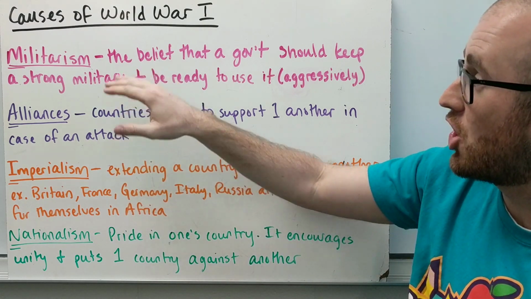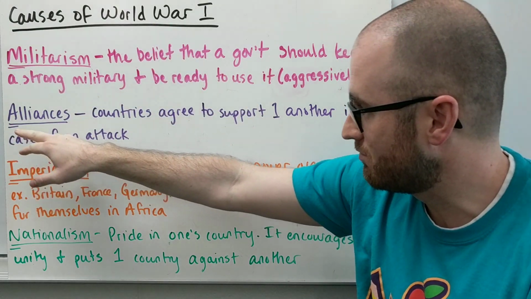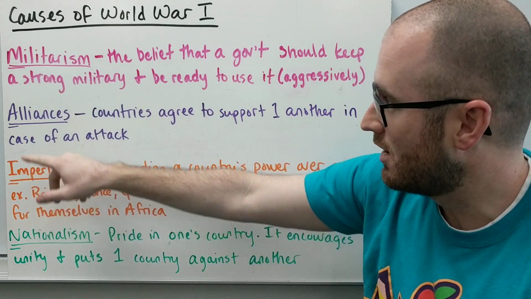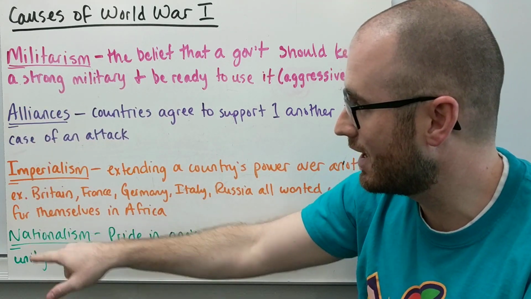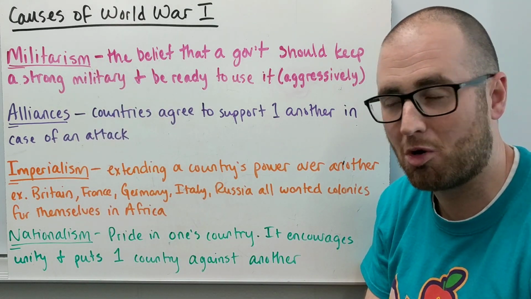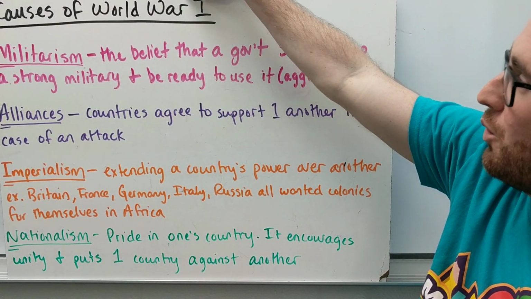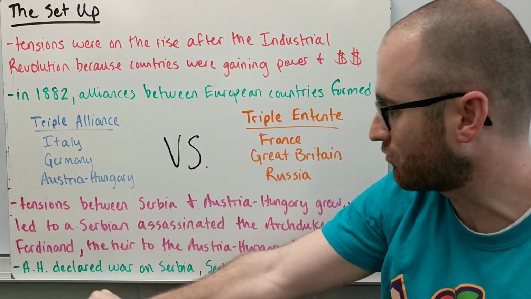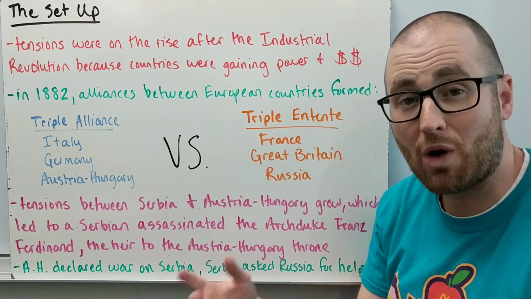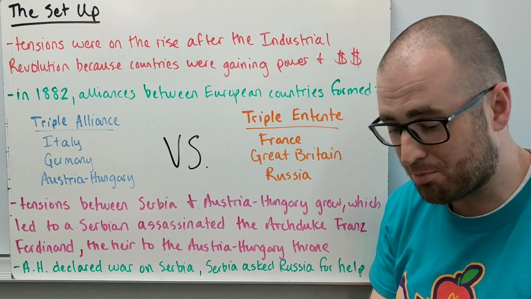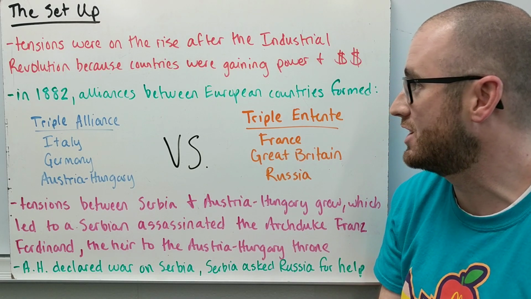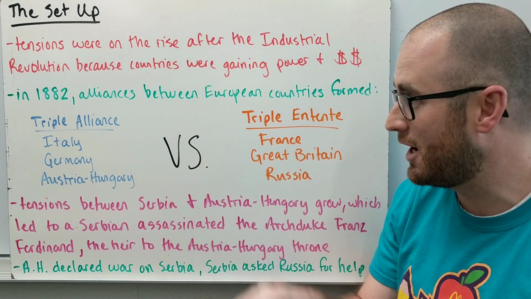So if we look at the causes of World War I: militarism, alliances, imperialism, nationalism. They all start with a letter that spells M-A-I-N, main. These are the main causes of World War I. It works out pretty well for you to be able to remember that. So let's talk about the setup leading up to the war. Tensions were on the rise after the Industrial Revolution because countries were gaining more power, more money, building new technologies, growing their economies, building all these cities, and so they started competing with one another.